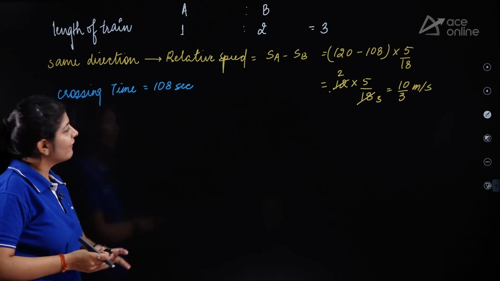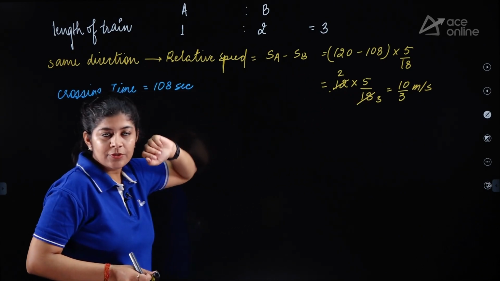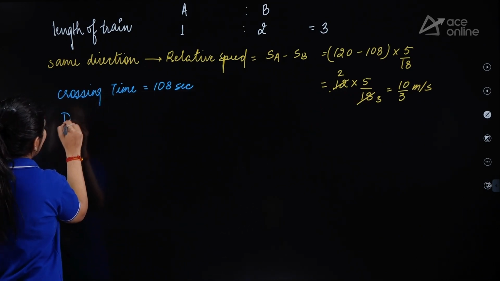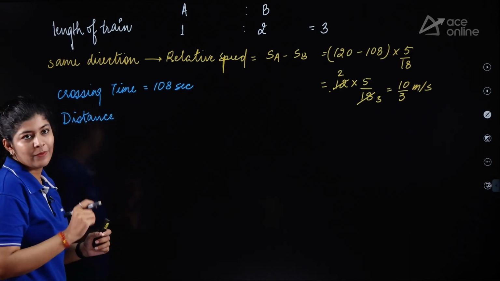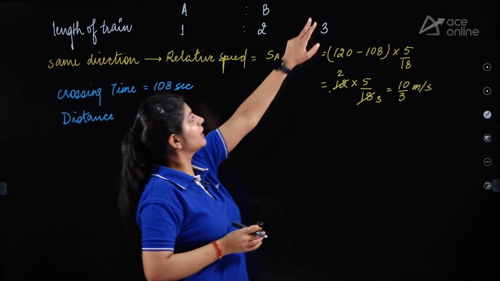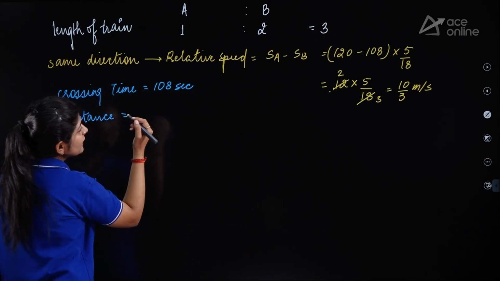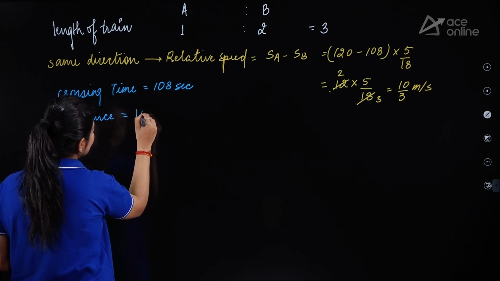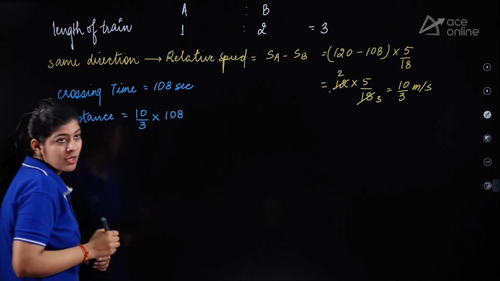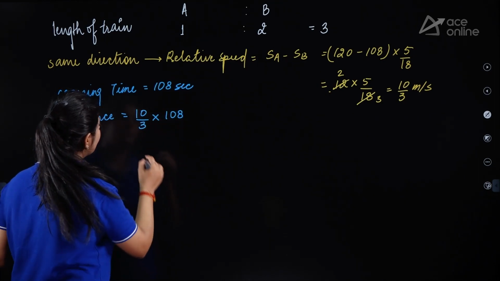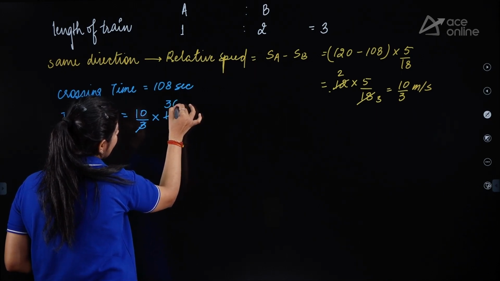So we have the time, and we have our speed as well. So we are able to determine the distance. And the distance is nothing but the total length of train 1 plus 2. That means we are going to calculate the actual value of this 3. So the distance is nothing but speed into time. So here we have 10 by 3 into 108, right? Now we can easily eliminate it with the help of 3. So here we are getting 3, and here we have 6.